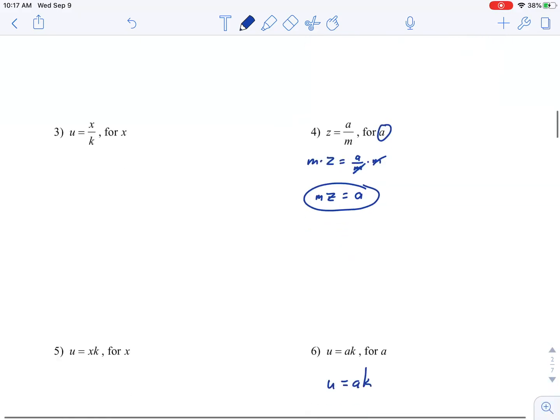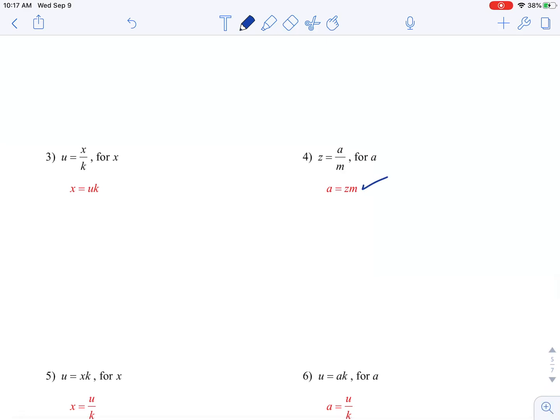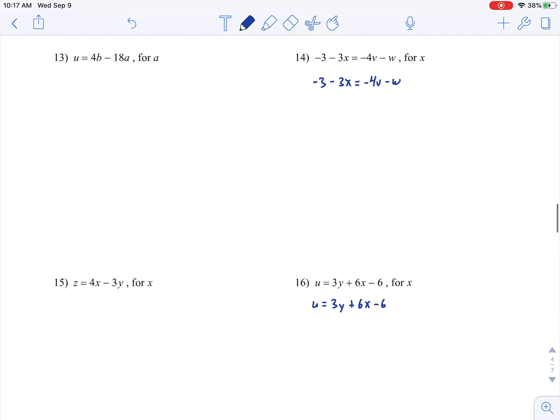Let me scroll down and check number 4. A equals mz, right there, or zm. Okay, it's more standard in algebra to put variables in alphabetical order. Mz and zm are technically the same. That's called the commutative property if you want to know extra terminology, but accept either of those as the right answer.